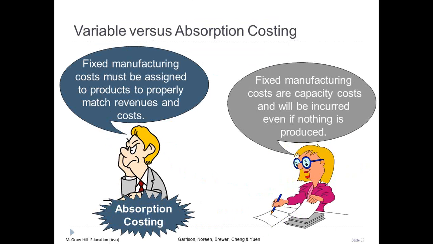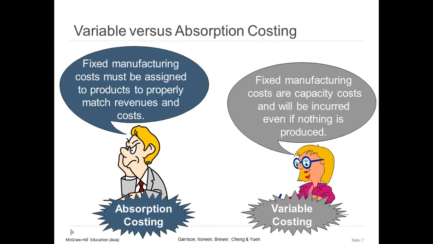So, with all of these advantages, why is absorption costing so prevalent? Well, one reason, in addition to this requirement for external reporting, relates to the matching principle. Proponents of absorption costing argue that it better matches costs with revenues. They tend to state that fixed manufacturing costs are just as essential to manufacturing products as are the variable costs.